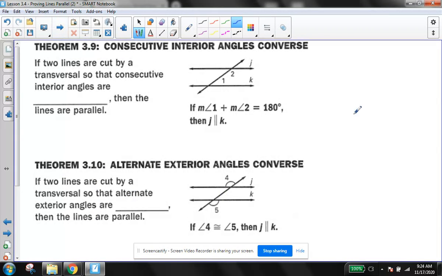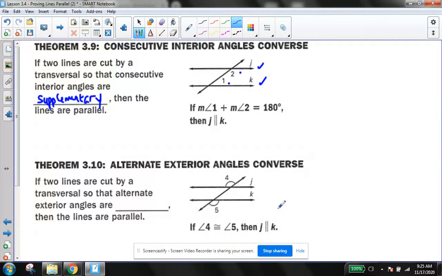By the consecutive interior angles converse, if you have two angles, like angle 1 and angle 2, adding up to 180 degrees, then the two lines that they started with would be parallel to one another. So if you have consecutive interior angles that are supplementary, which means they add up to 180 degrees, then the lines are parallel.